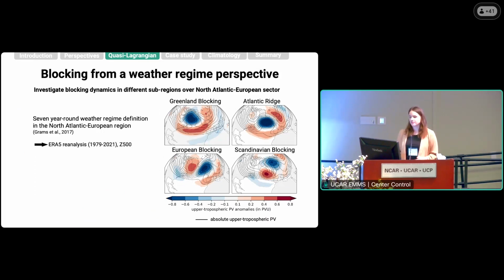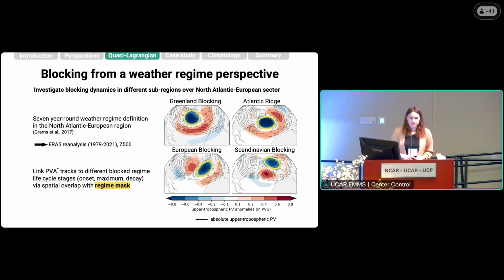And you can see their patterns based on upper tropospheric PV anomalies in shading. And you can see in the black lines the absolute PV in the upper troposphere. So there are quite some differences, not only in the position where you can find a block in this subregion, but also in the circulation that this block is embedded in. And if we think back about our quasi-Lagrangian technique, what we do is that we match those PV anomaly tracks that go through that region and show a spatial overlap with the block.